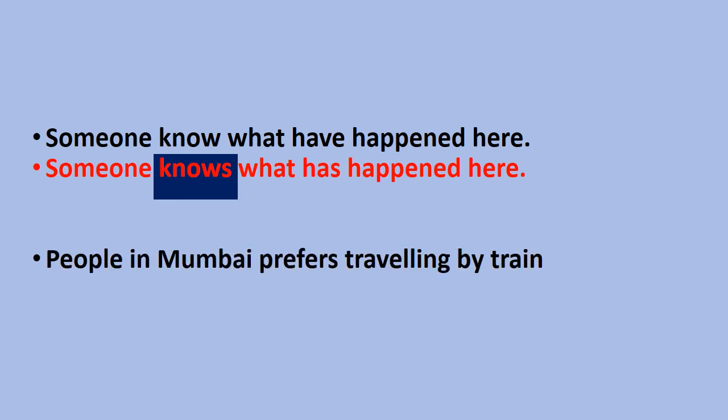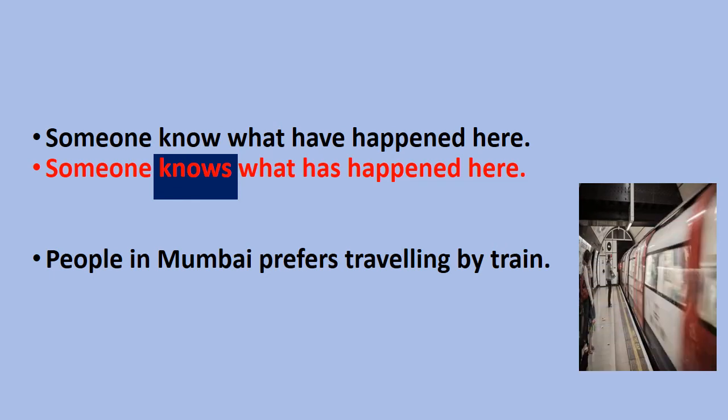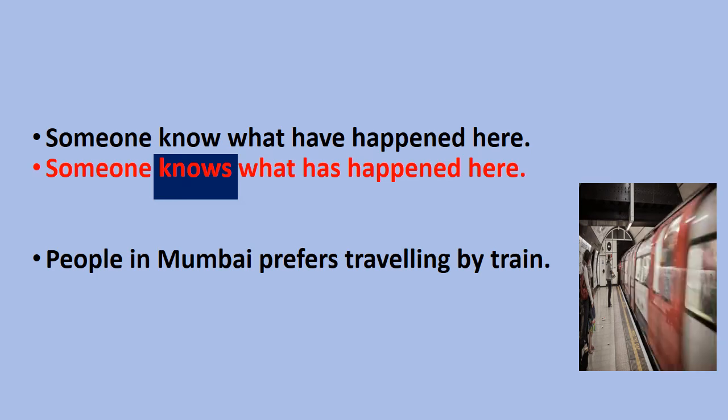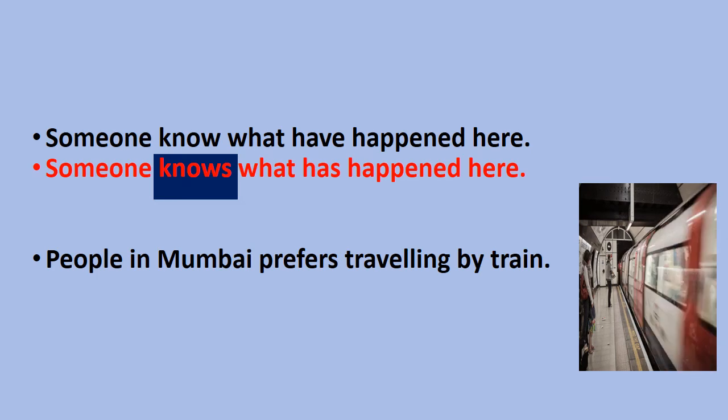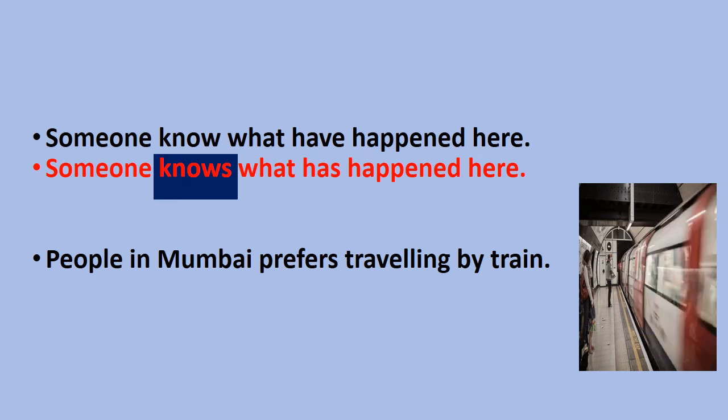People in Mumbai prefers traveling by train. Here, people, are we talking about any specific or indefinite? See, people, we cannot know which type of people, but this is not an indefinite pronoun. People is a noun and it is more than one person. So, the verb has to be correct. If you say it is prefer, you are correct.